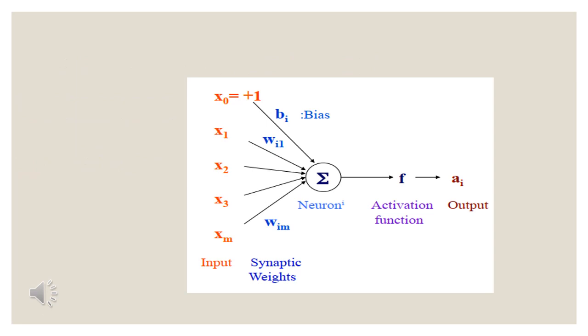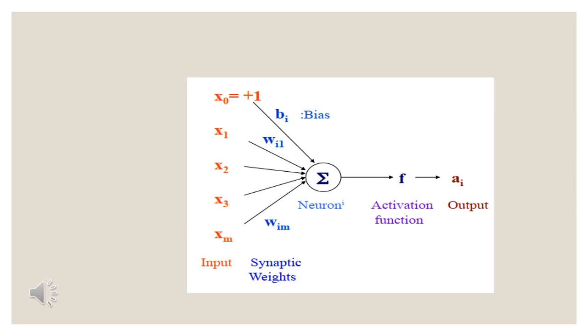Here it is clearly mentioned that x0, x1, x2, x3 up to xm are the inputs for the network. And Wi1 to Wim are the weights, which are known as the synaptic weights. Some function is required for the summation, which is known as the summation function, represented by the neuron i.